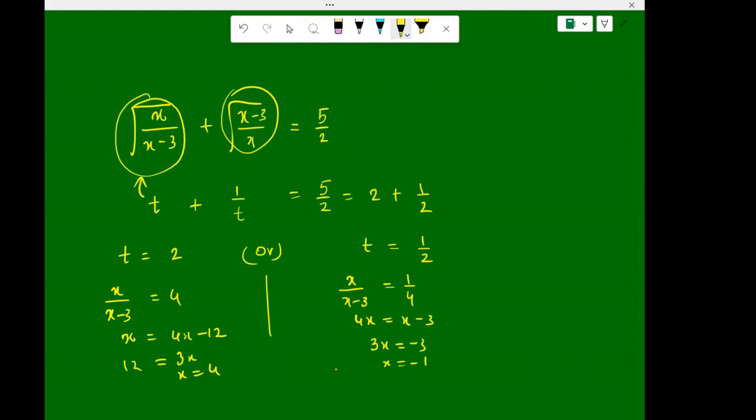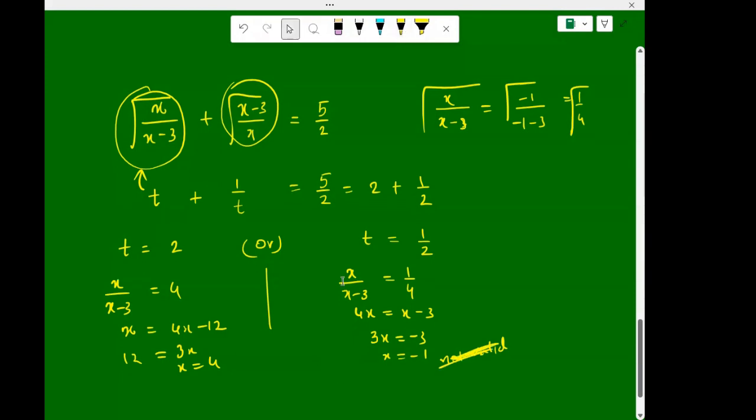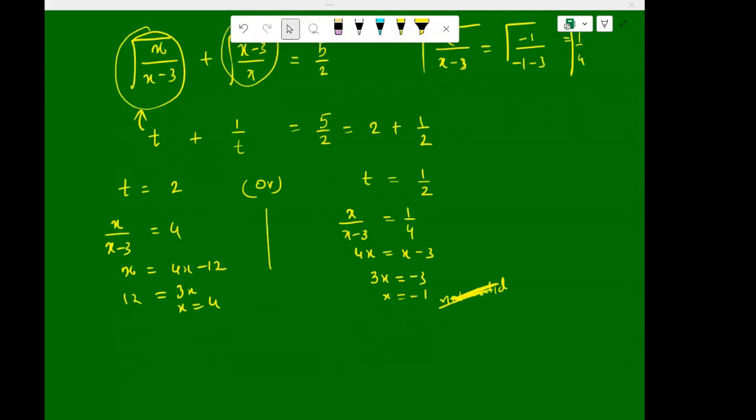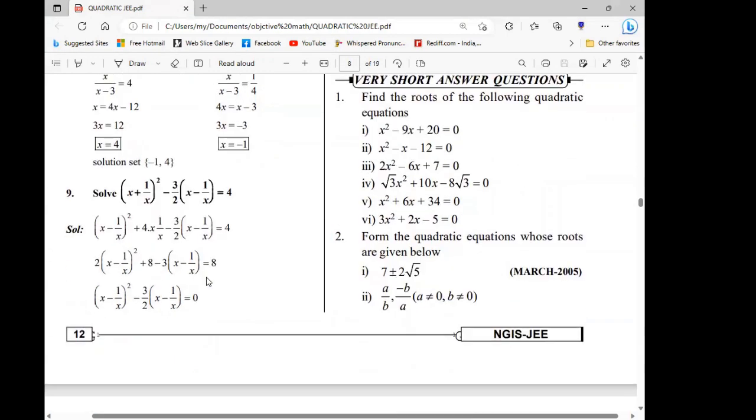x is equal to minus 1 not valid. Why? Can you tell me why it was not valid? If you write the x value as minus 1, look at this value, root of x by x minus 3. Is it valid or not? We have to cross check the gotten solution. Minus 1, minus 1 minus 3. Yes, it is valid. Root of 1 by 4, minus minus got cancelled. Yes, it is valid. So both are solutions for this equation, plus 4 and minus 1 both are solutions here.